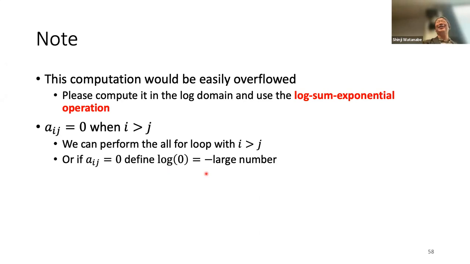Python actually prepares some number, right? Minus inf or something like that. Anything is fine, just a minus large number. And then approximate the log zero, and the program goes well. There are a lot of other ways to avoid it, but I guess this is the simplest way. So compute in the log domain, in this case using the log-sum-exponential operation, and also in this case log zero often happens, and then we just replace it with minus infinity.